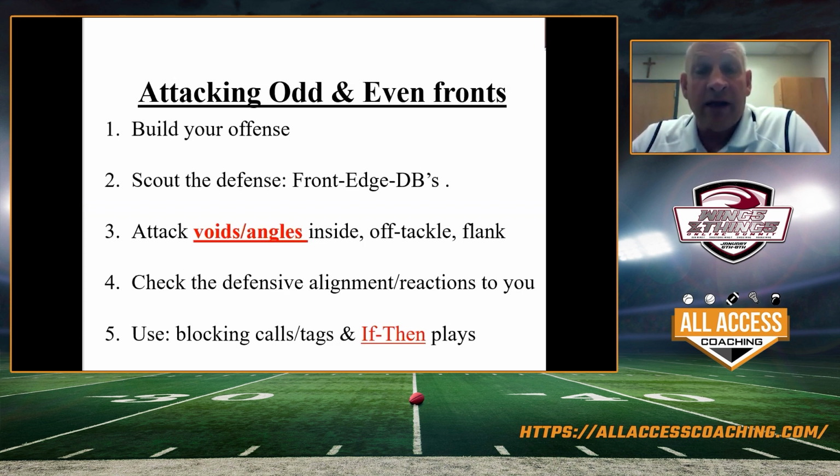Then, at Aquinas, we try to attack the voids and angles. We have 3 different ways we attack: inside, which is basically A gap and B gap potentially; C gap is off tackle, our G play, our sweep play, et cetera; and then our flank plays would be pitch and jet and stuff. So we try to attack those 3 different areas, trying to find the voids where the defense is not, and using the angles of our blockers to attack.